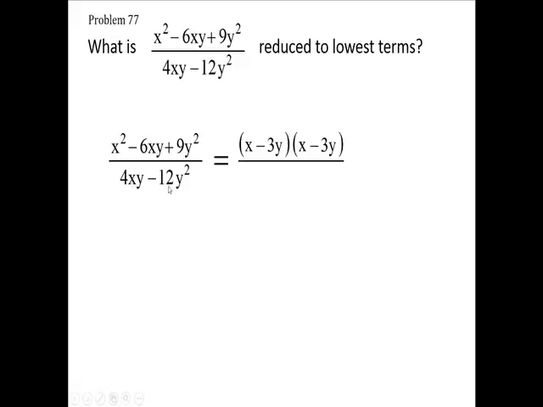Now, let's look at the bottom down here. What does 4 and 12 have in common? And also, what does y and y squared have in common? If you pull out 4y out of both of them, what do you end up with? Take the 4 away from here and the y away from here, what do you have? You have an x.